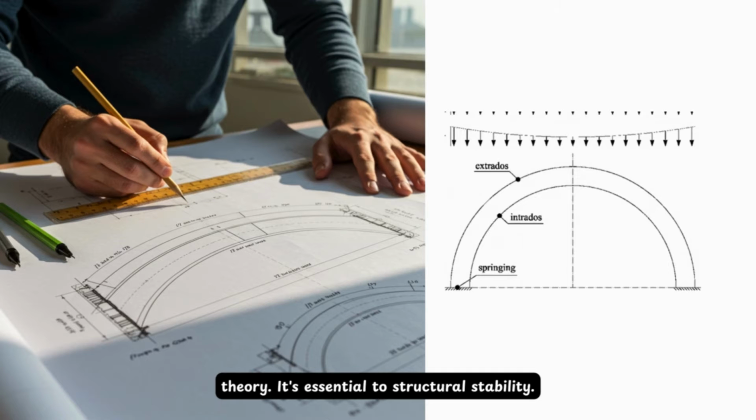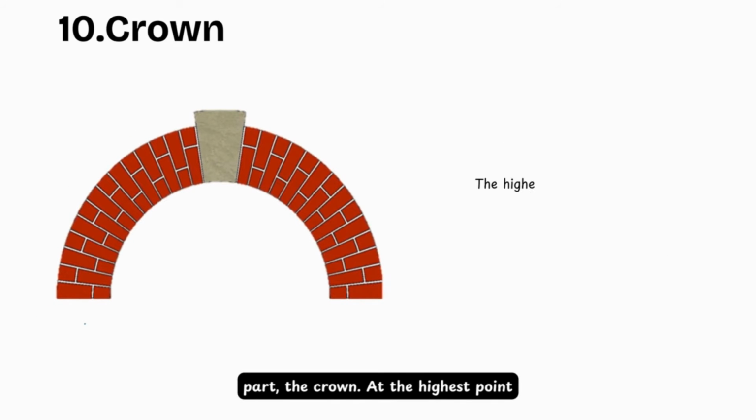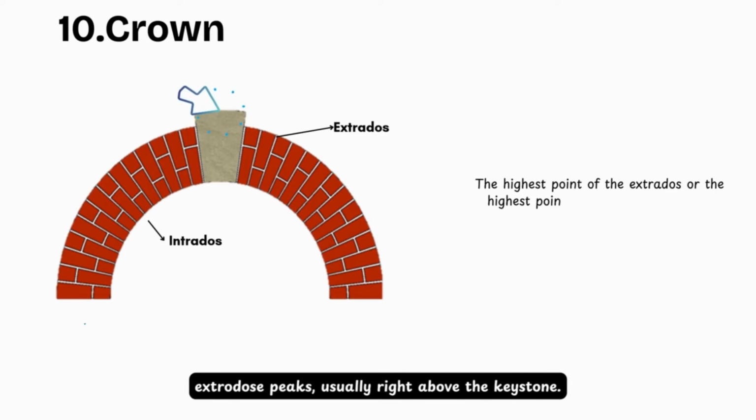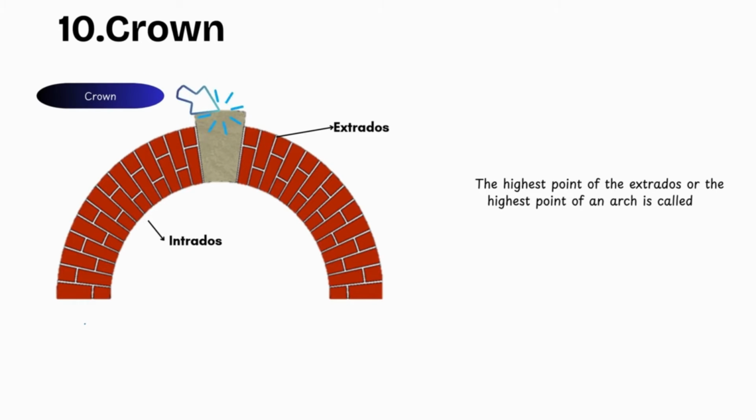It's essential to structural stability. Now, having this known, we move to the 10th part, the crown. At the highest point of the arch's curve is the crown. It's where the extrados peaks, usually right above the keystone.